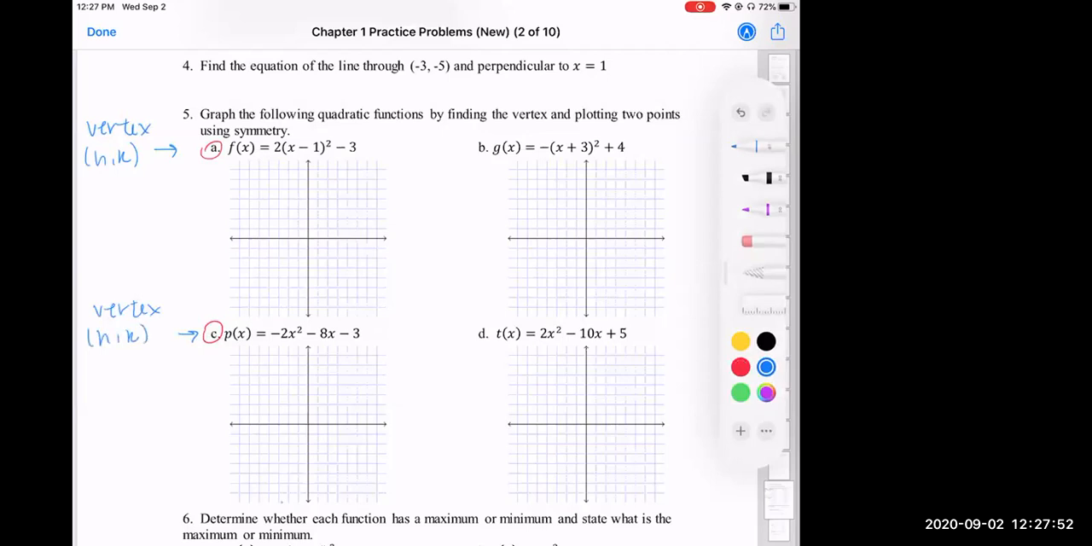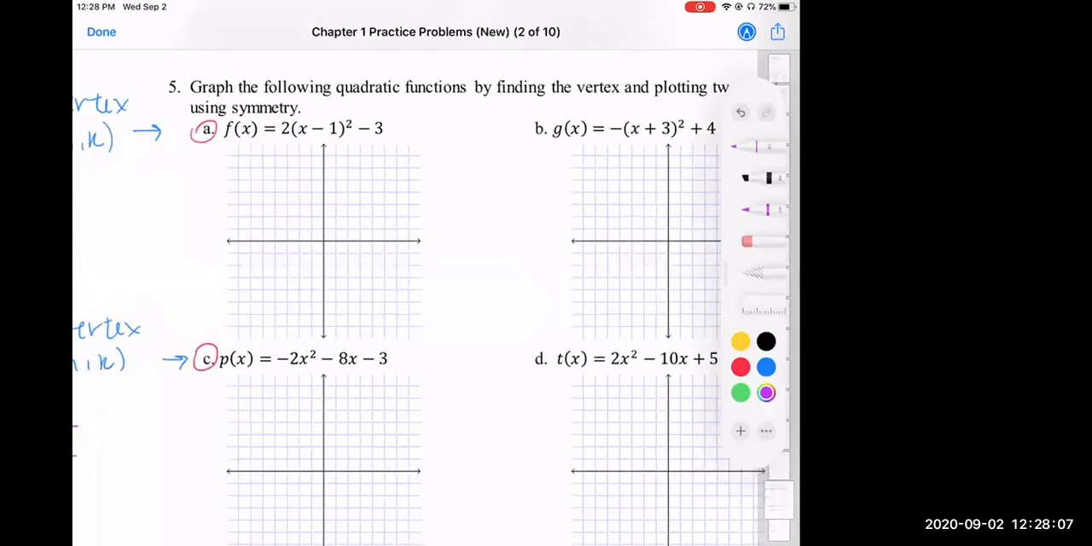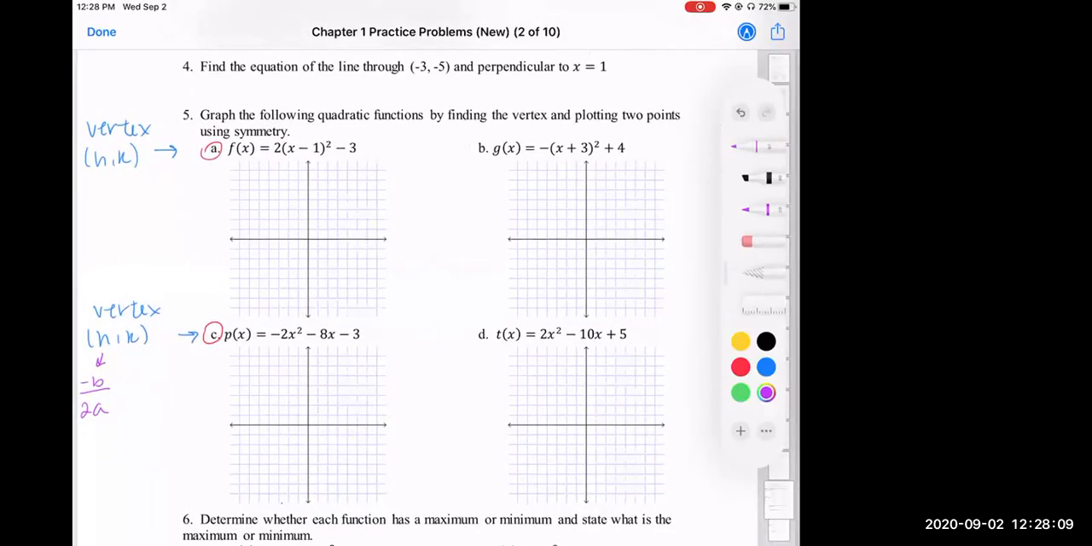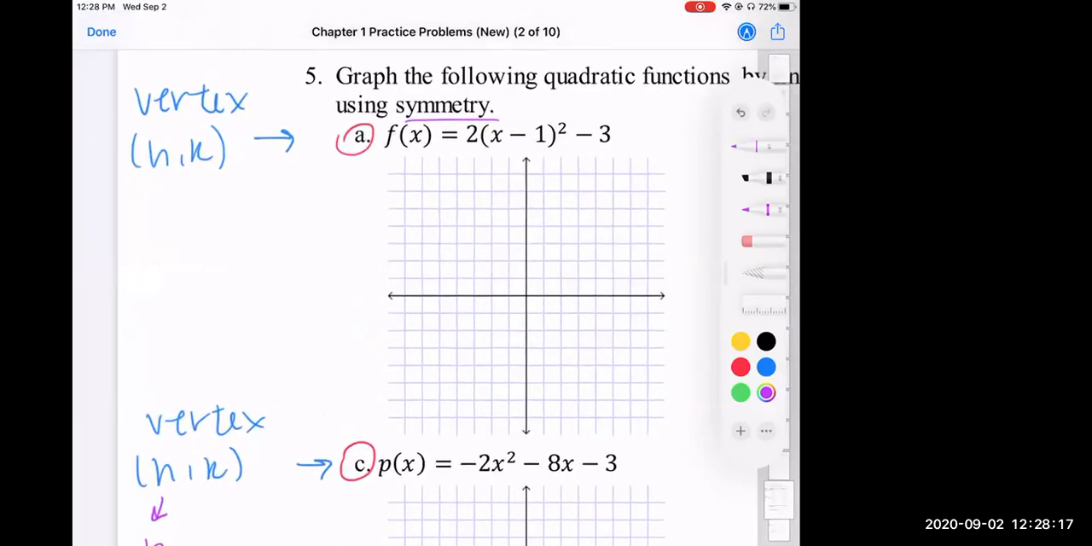To find your vertex, you find h with the small, short little formula of -b divided by 2a. And then to find k, you plug that back in. Okay, let's go ahead and do these 2 problems. Our question wants the vertex and 2 points using the symmetry. Let's do A.